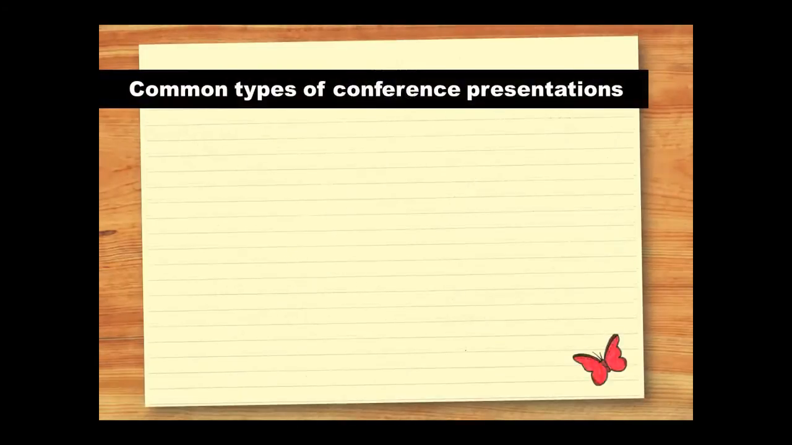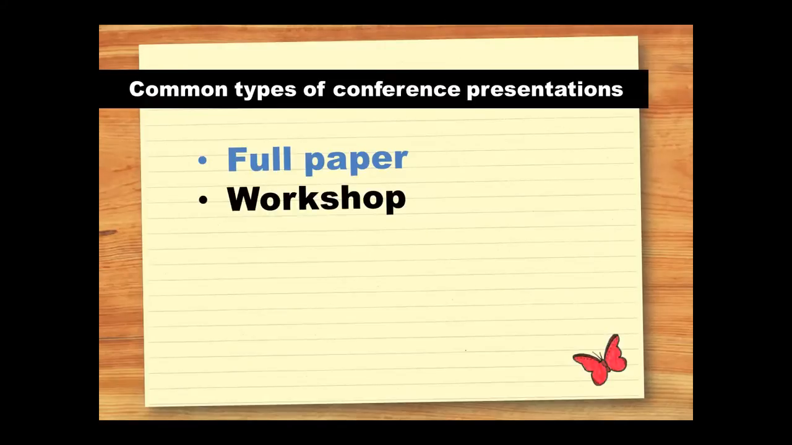Once you have chosen a conference to present at, you need to decide on the type of presentation you want to give. A full paper requires you to submit a paper beforehand. The length of the presentation can vary, but is usually followed by question time. The emphasis of workshops is on their practical nature. They should give participants the opportunity to experience an activity or do something and ask you questions.